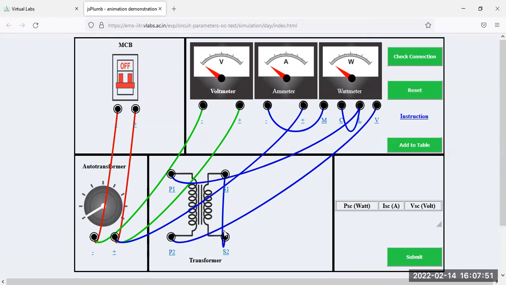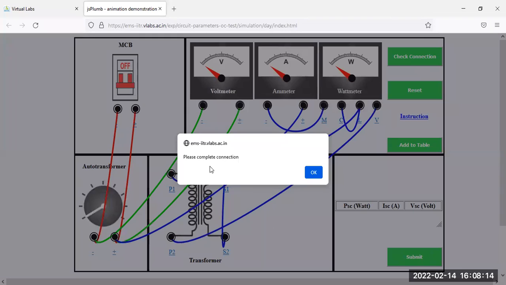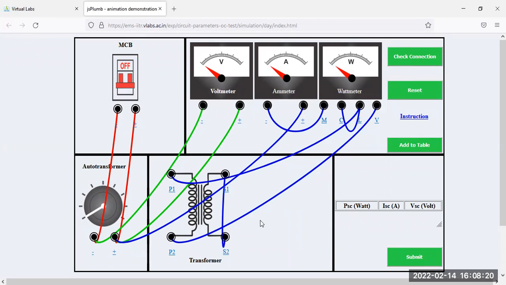So if your connection is completed, then you go through the check of the connection point and click on that point. So you are able to get the data here. Okay, so you check whether the connection is correct or not. Okay, please complete the connection. Your connection is not completed. So go through the connection part again and check it.